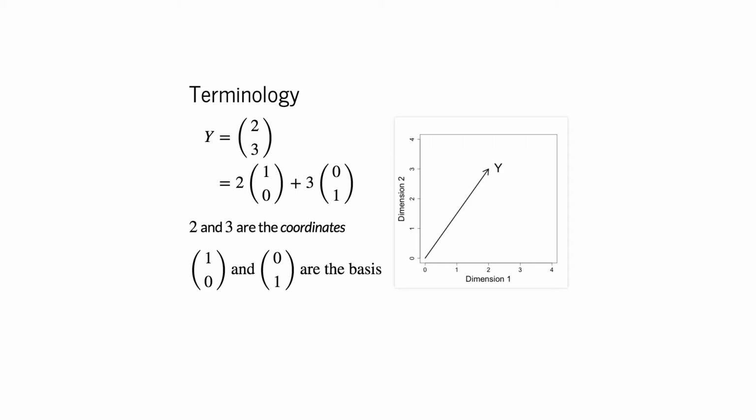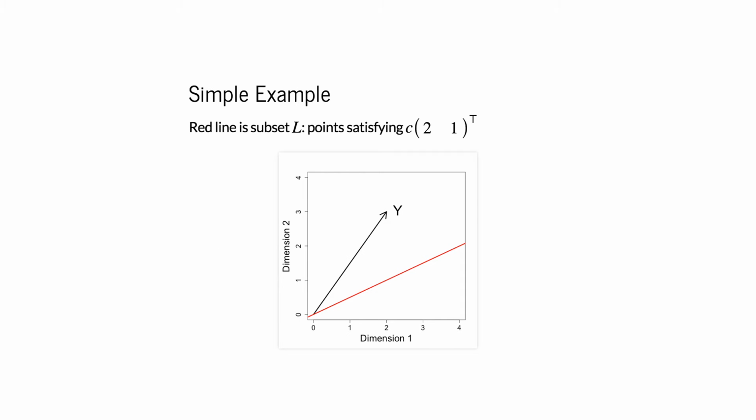So what you should see here is that any point in 2 dimensions, any point that you pick, can be written as two coordinates multiplied by these 2 bases. So here's a simple example that helps us understand what spaces and subspaces are. So here we have the red line. That is a subspace of 2-dimensional space. So 2-dimensional space are all the points in 2 dimensions, and then there's the points on the red line.